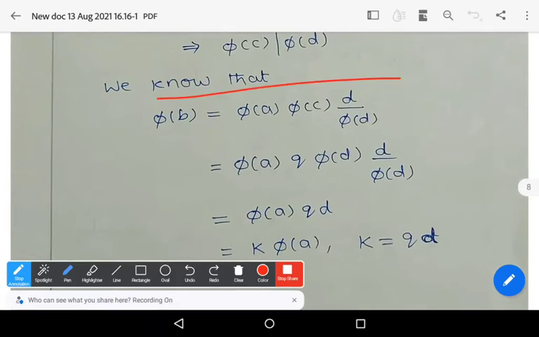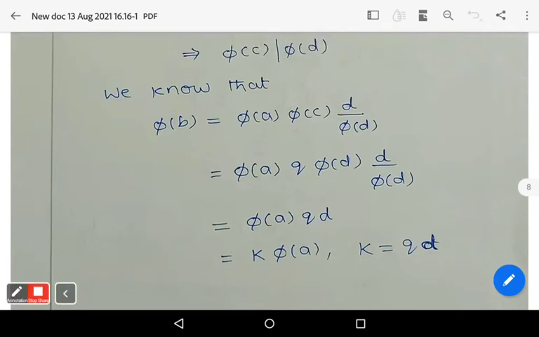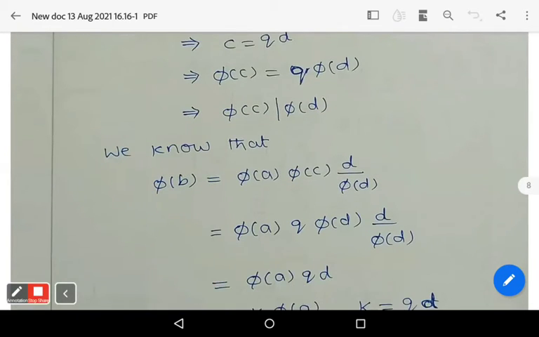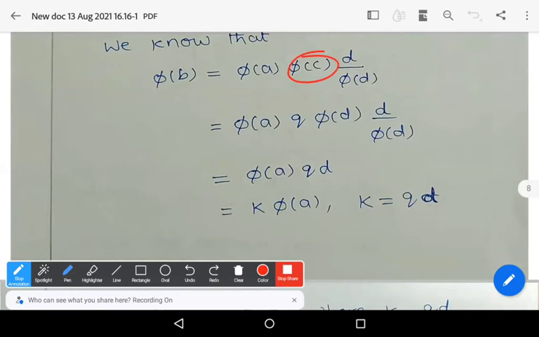Again we know that φ of b is equal to φ of a, φ of c into d divided by φ of d. Now what is φ of c? φ of c is equal to q into φ of d. If you substitute that value here, then these two terms get cancelled completely. So we get φ of a into qd.